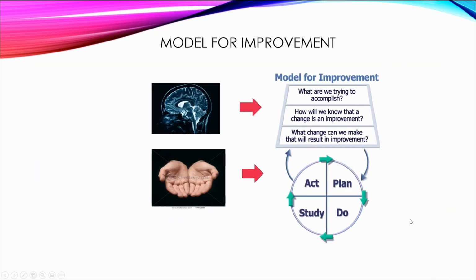As we can see, the model consists of 2 main parts. The 3 questions are the thinking and the planning stage. So just to go through those again. What are we trying to accomplish, which is your aim? How will we know that a change is an improvement? That's your measures. And what changes can we make that will result in an improvement? Those are your change ideas. The PDSA cycle is when you actually put it into practice. That's the doing part. You'll continuously go through both as you work on your improvement project. What's most important is to have a good plan so that anyone looking in can understand what you're trying to do, and which will capture hearts and minds of anyone involved in the project.